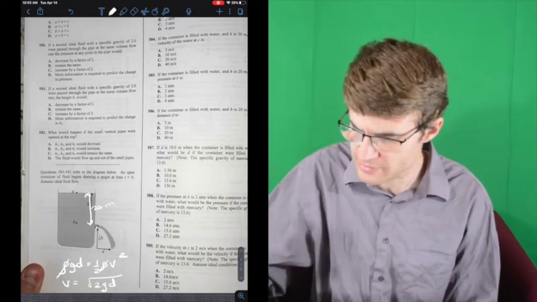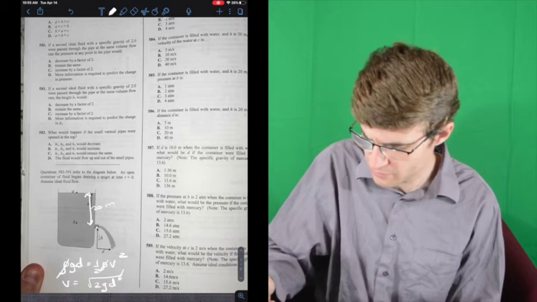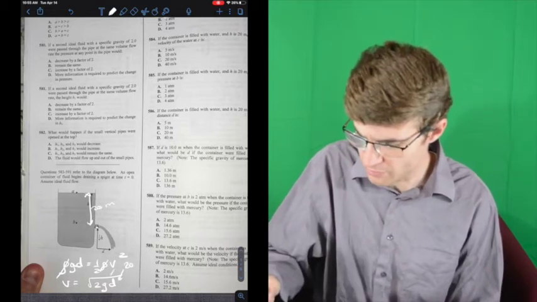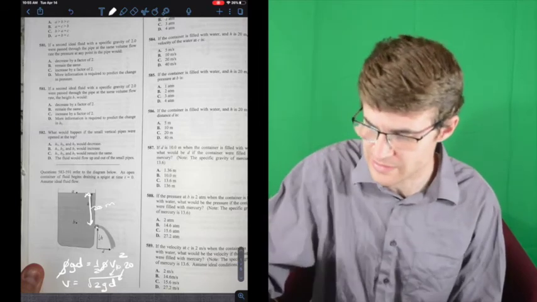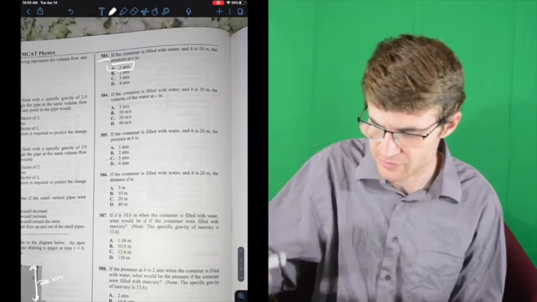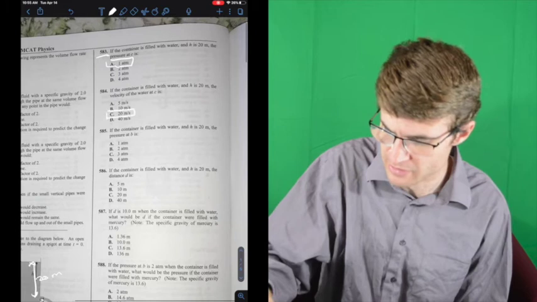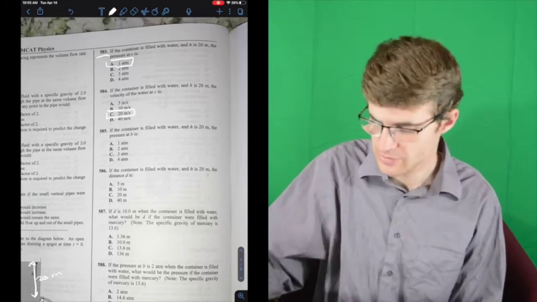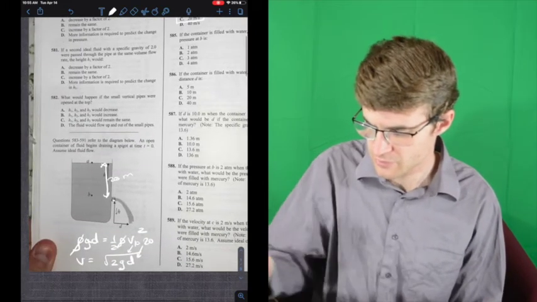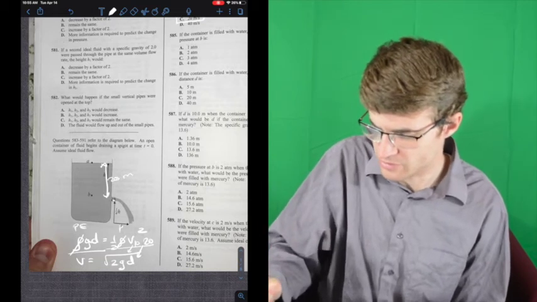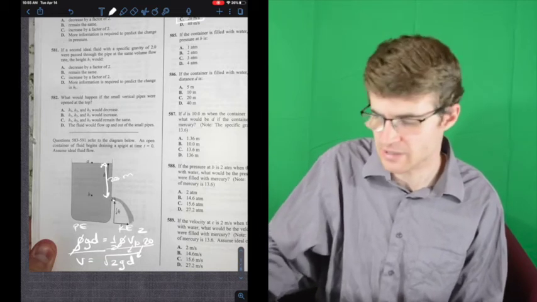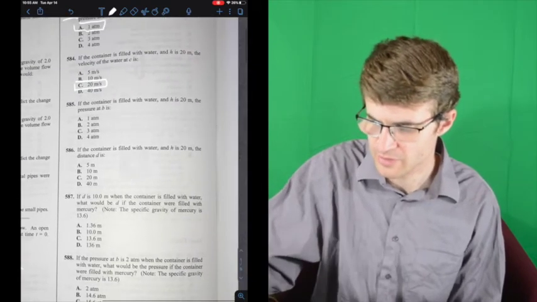And so they're saying that if the height is 20, and we know what gravity is, it's 10, so what's the square root of 400? Well, that's 20. I'm going to come up here and see if there's a choice for that. There is. It's right there. I'm going to go ahead and just select that. So again, what we've done is we've basically set potential energy equal to kinetic energy for the fluid to get that answer.